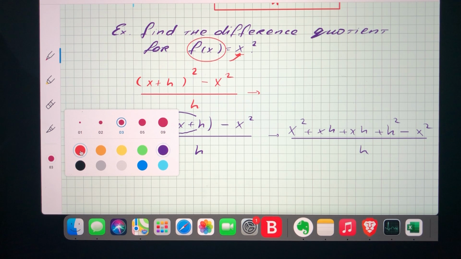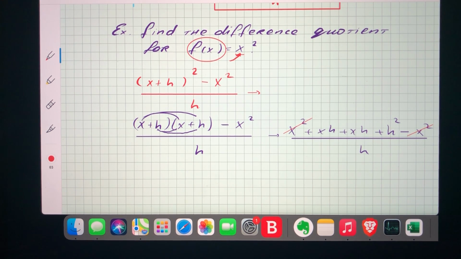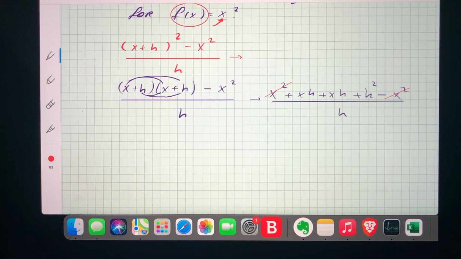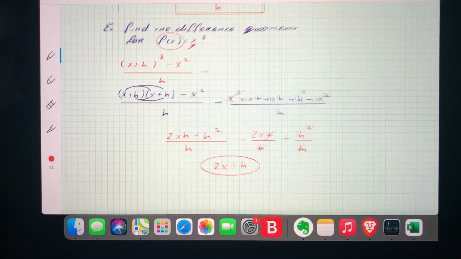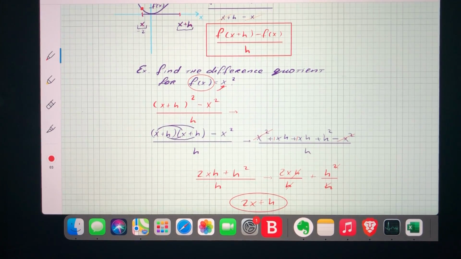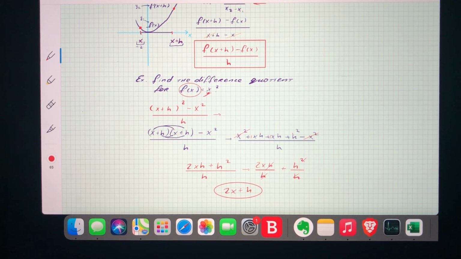So here we see that the x squared plus and minus cancels off, which gives us xh plus xh, which makes 2xh plus h squared, and then everything divided by h, which we can split up and reduce. 2xh over h plus h squared over h, the h cancels, and we have 2x plus h, and that's the final answer for the difference quotient formula for our quadratic.